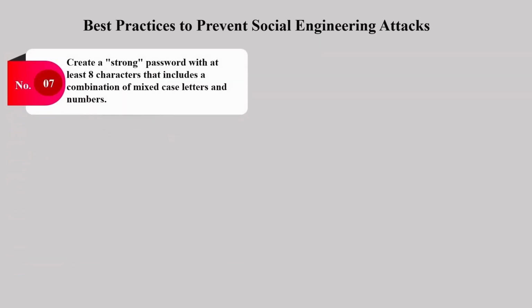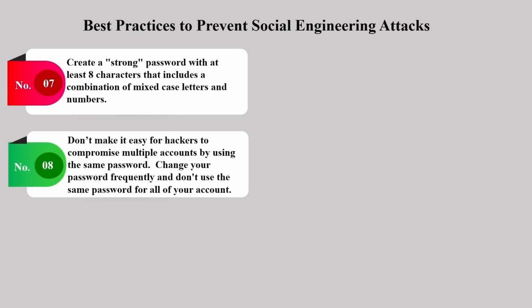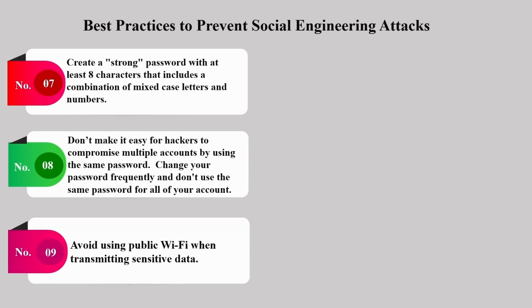Number seven is create a strong password with at least 8 characters that includes a combination of mixed-case letters and numbers. Create a strong password for all of your social media accounts and all of the banking sites you are using. Number eight is don't make it easy for hackers to compromise multiple accounts by using the same password. Change your password frequently. Number nine is avoid using public Wi-Fi when transmitting sensitive data. If you are doing any online or banking transaction, don't use public Wi-Fi.